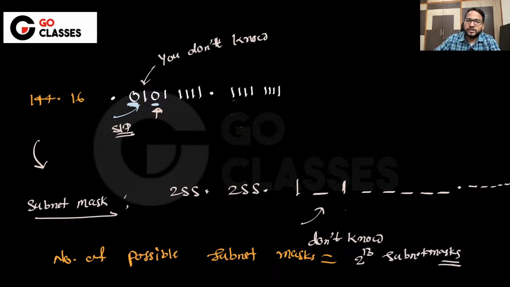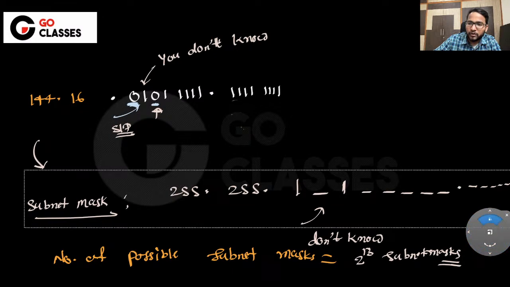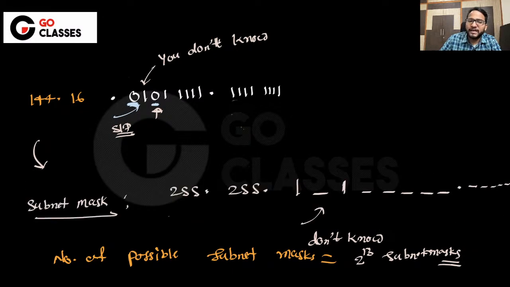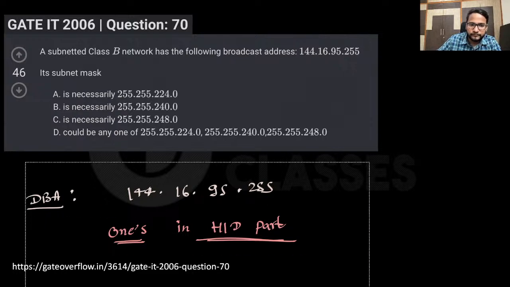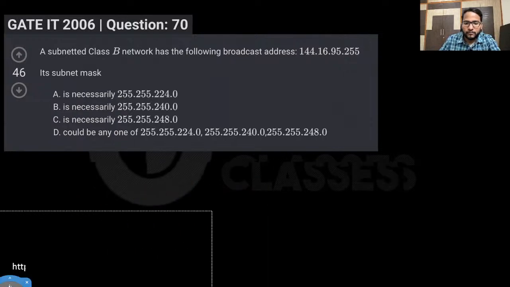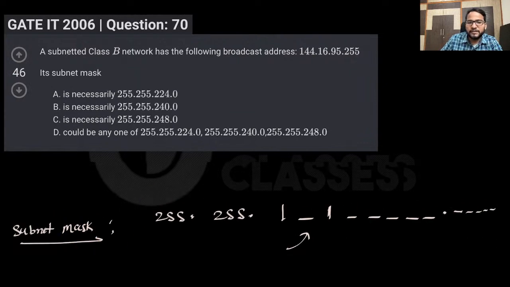Okay, let's see the options, what they are saying. In the options, I must be having these 2 bits as 1. Anything else is possible. Actually, there are 2 power 13 subnet masks possible, right? So let's see the options. Now let me just paste it here. This is the subnet mask that we are getting.